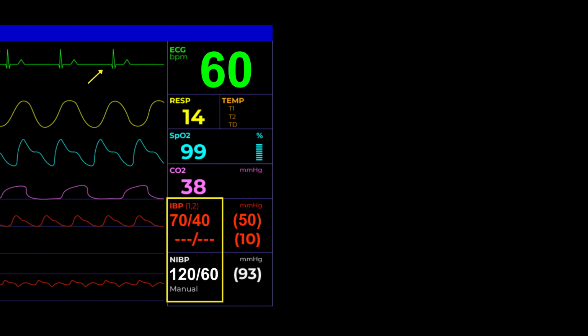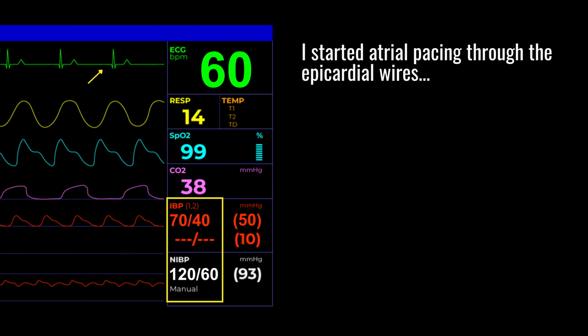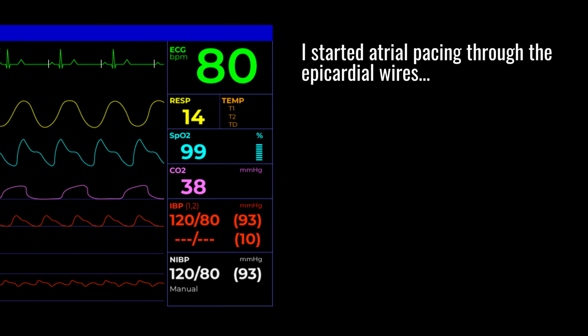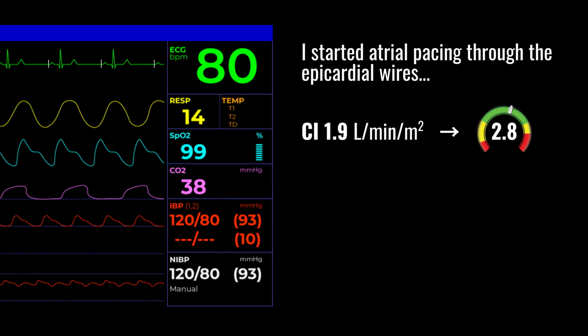I talked with the nurse and said, hey, what if the A-line is working properly? What if that really is his peripheral pressure? Since the patient was in a junctional rhythm, I elected to start atrial pacing the patient through his epicardial wires to see if a little atrial kick would improve his hemodynamics. Damn! Within a few minutes of pacing, the A-line pressure started to rise nearly identical to the NIBP without any vasopressors. The cardiac index went from a little less than 2 liters to almost 3 liters, and within an hour, urine started filling up the Foley bag.